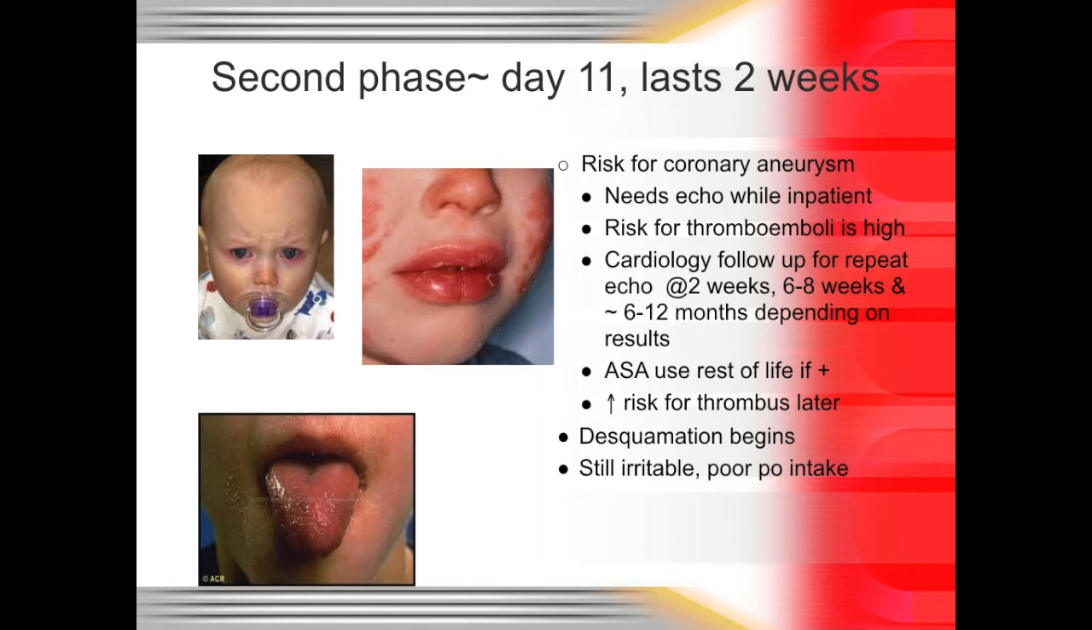If there is an aneurysm present, this child needs to be started on high-dose aspirin and will use aspirin for the rest of their life because they continue to have that increased risk of developing a thrombus. During the second phase of Kawasaki's is when full desquamation begins. They're still irritable and they don't want to be eating anything, so you'll be administering IV fluids until they'll tolerate POs.